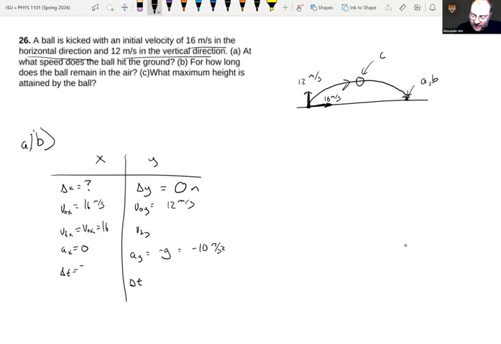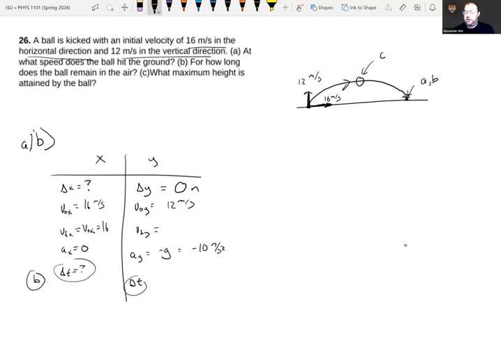Now we don't know time. This is actually B. And we don't know V final of Y. Now, we are asked for speed. It turns out that's not V final of Y, but we need V final of Y to get to that. So we'll be finding all of these things. Now, it's helpful to understand there.